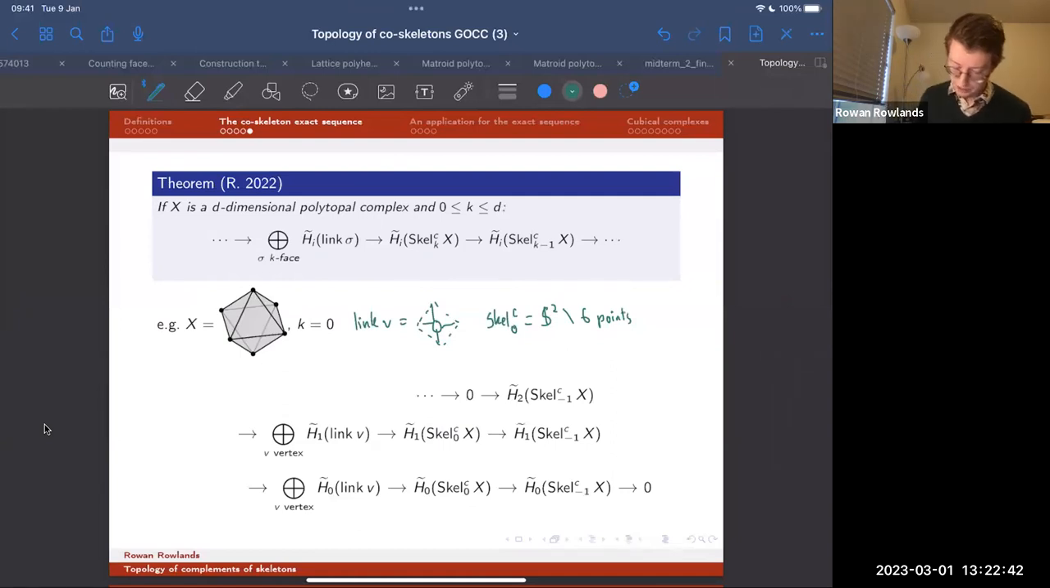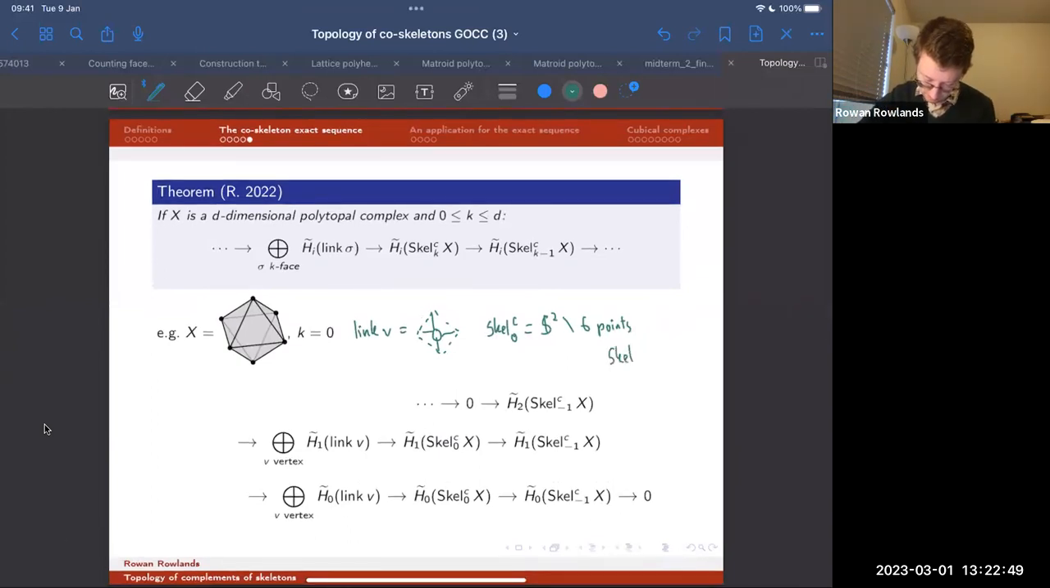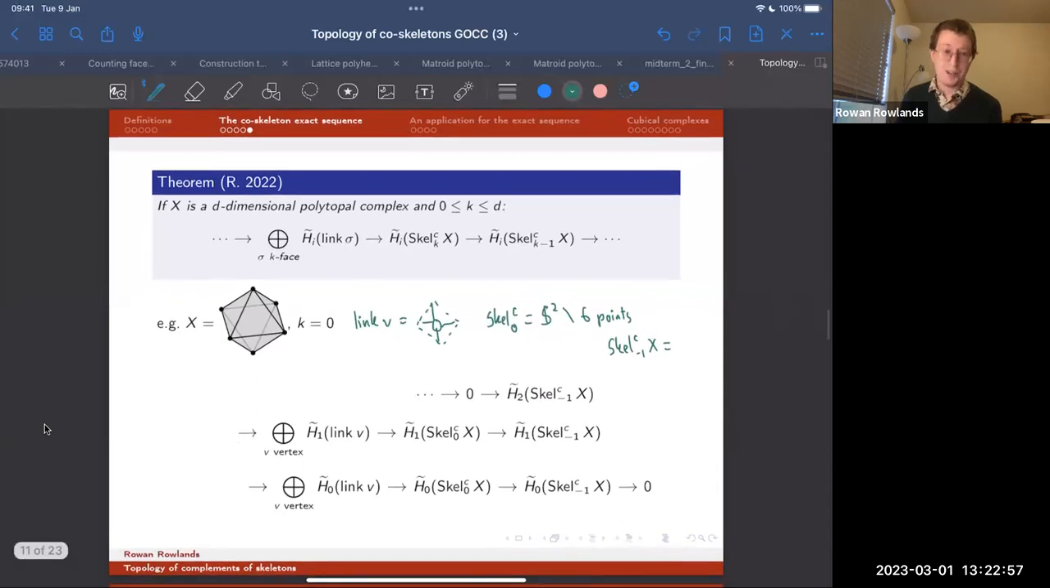Right, then lastly, we've got the k minus 1th co-skeleton, or the minus 1th co-skeleton. So this is X, but with the faces of dimension -1 deleted. So we're taking X and deleting the empty face. Topologically, that doesn't make any difference at all. So the -1th co-skeleton topologically is just the same as the whole complex itself. And in this case, the complex is a sphere.